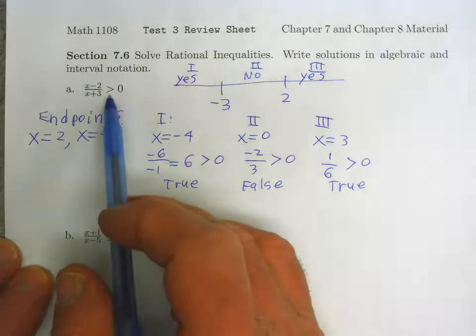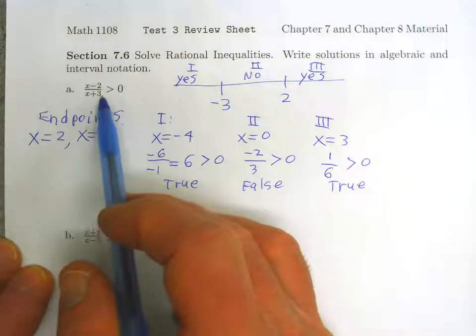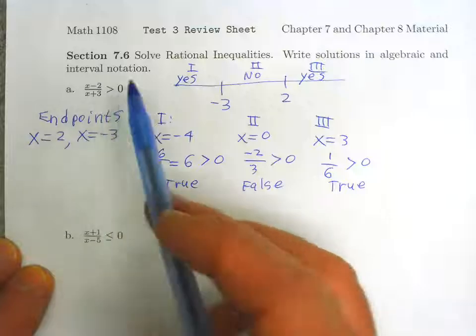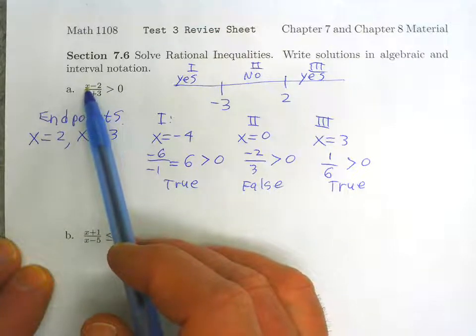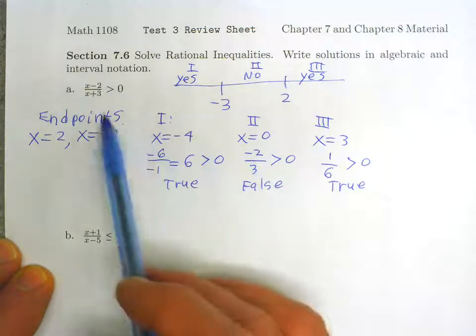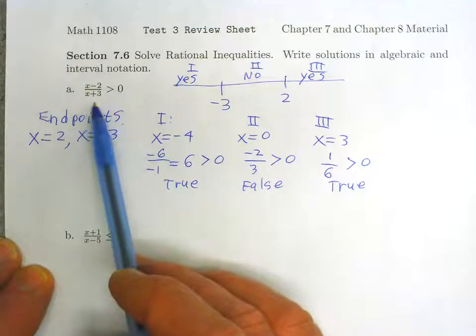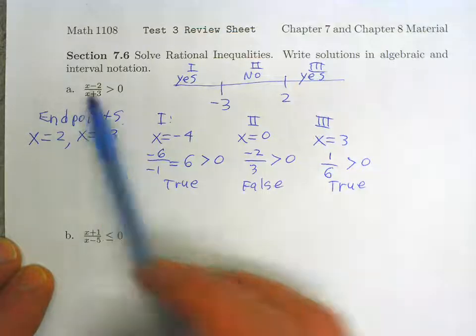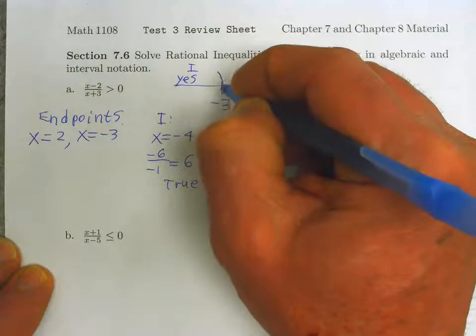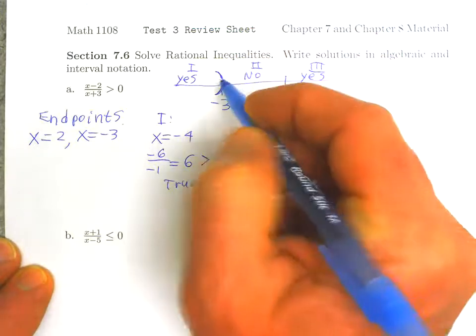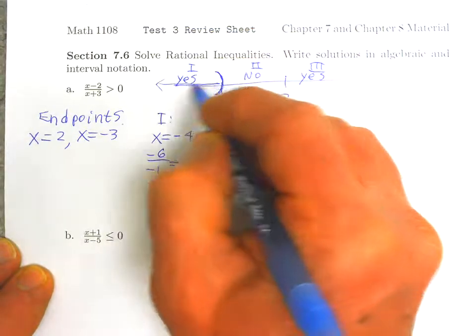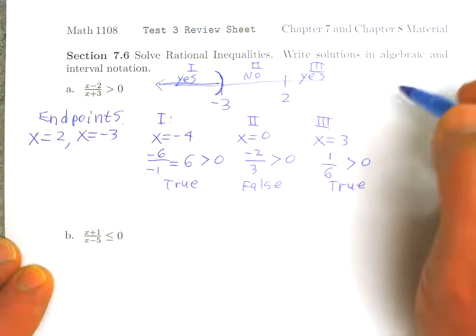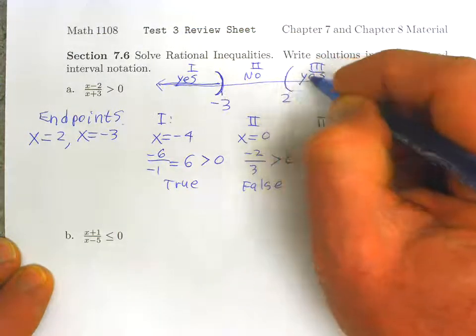Since the inequality is strictly greater than, there's not an or equal to part. We exclude the x value that comes from the numerator. And we always, no matter what, exclude endpoints that come from denominators. Okay, so graphically we put a parenthesis at negative 3 and shade to the left. Put a parenthesis at 2 and shade to the right.